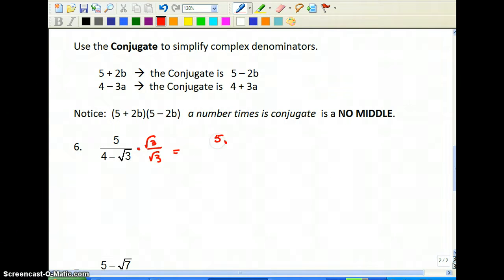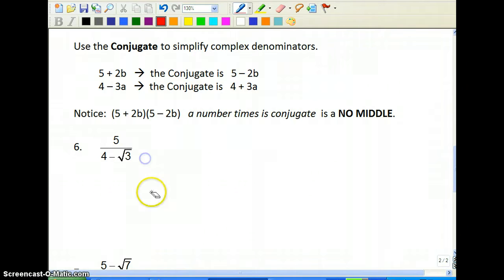So on the top you get 5 root 3, and on the bottom, well, we would need to distribute this. So we would get 4 root 3, and then here you would get, oh, those match, so you get 3. Well, did that work? Did that get the radical off the denominator? No, it just moved it from this spot over to this spot. So see, that method won't work for these problems. So we need a different method.